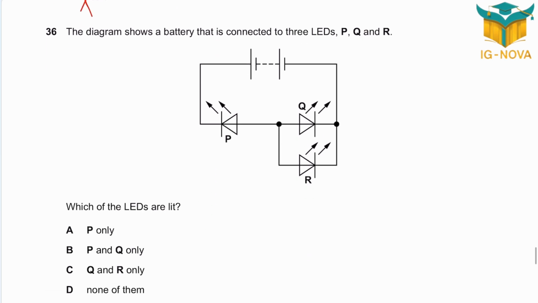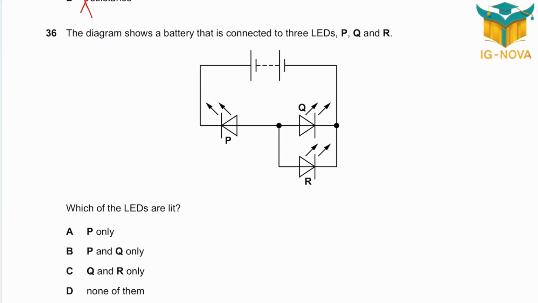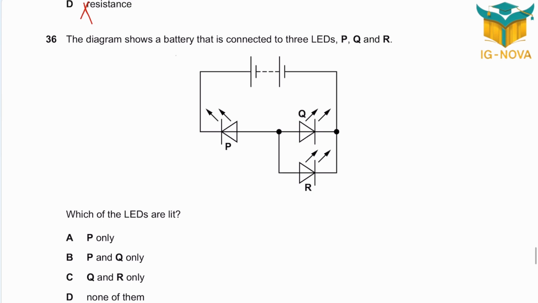Question 36. This question is from the new syllabus for 0653. Be careful while you're solving a question like that. Let's start. The diagram shows a battery that's connected to LEDs P, Q, and R. Which LEDs are lit? Which one of them will light? I'll tell you the rule, and you will find it by yourself.